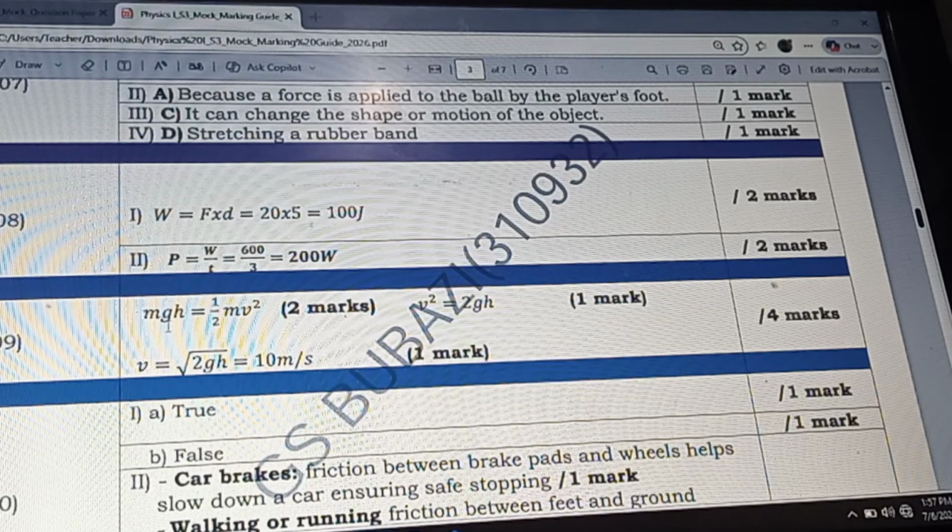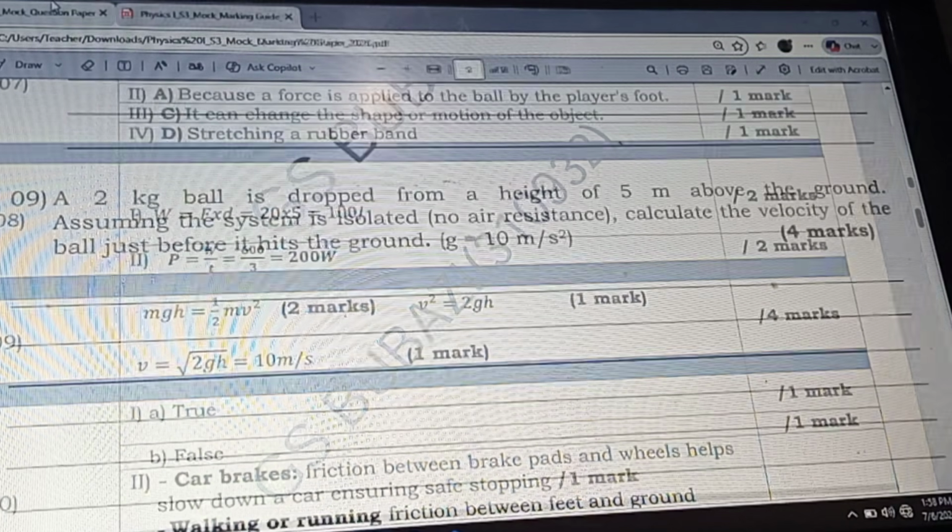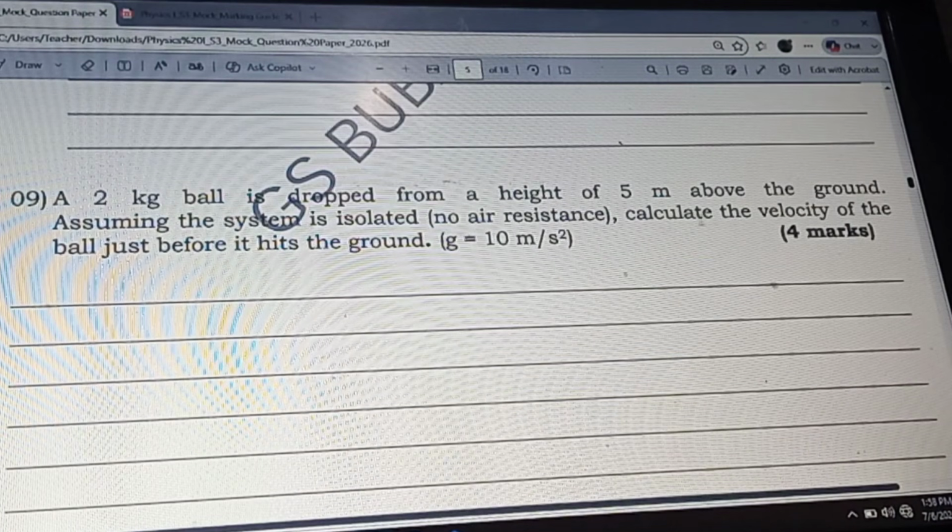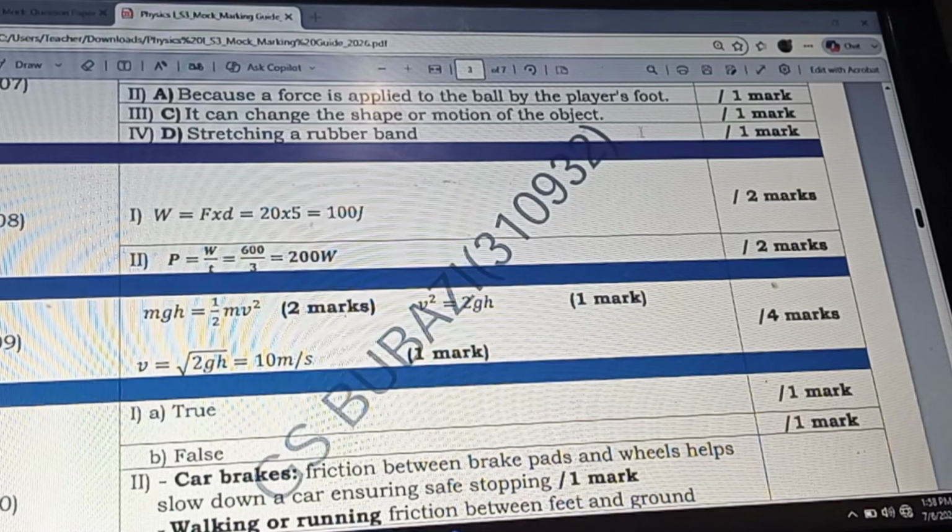This is potential energy, this is kinetic energy. Mass times the gravity times the height is equal to 1/2 mass times velocity squared. And then this helps us to calculate the formula of velocity. You see that we are asked to calculate the velocity of a ball just before it hits the ground.